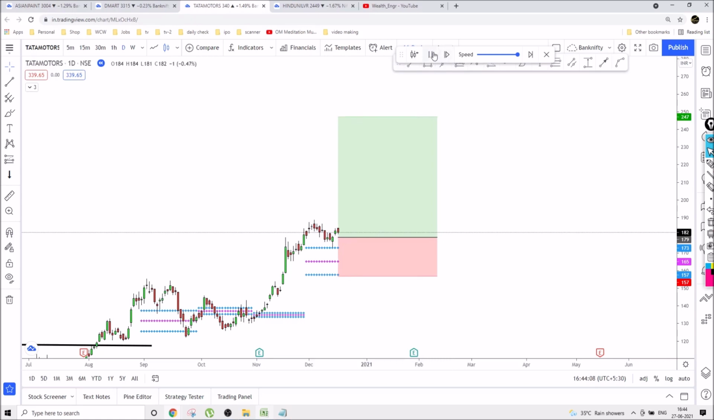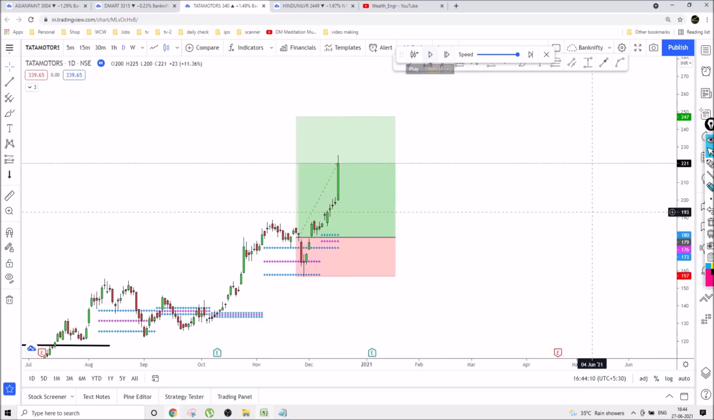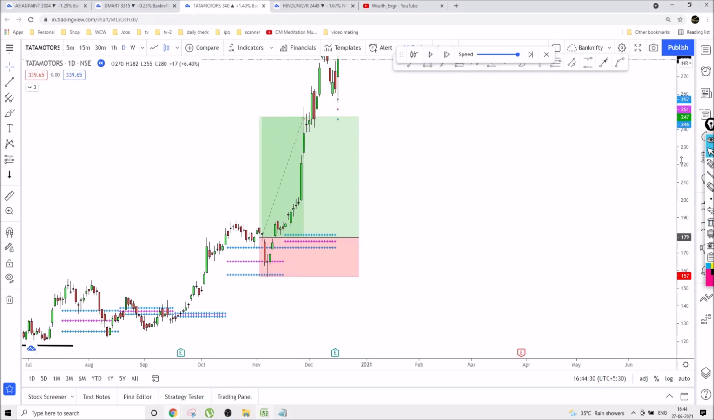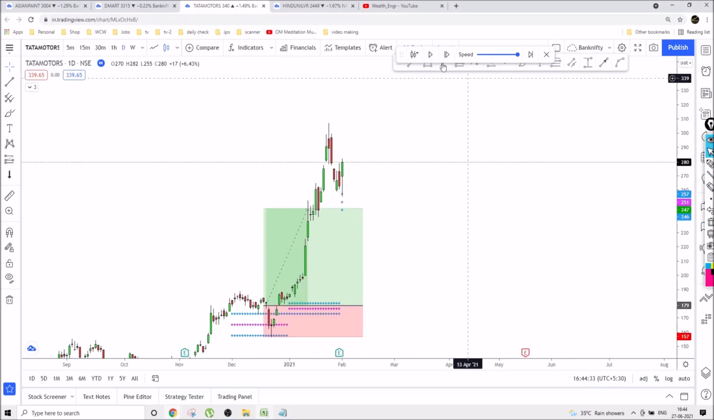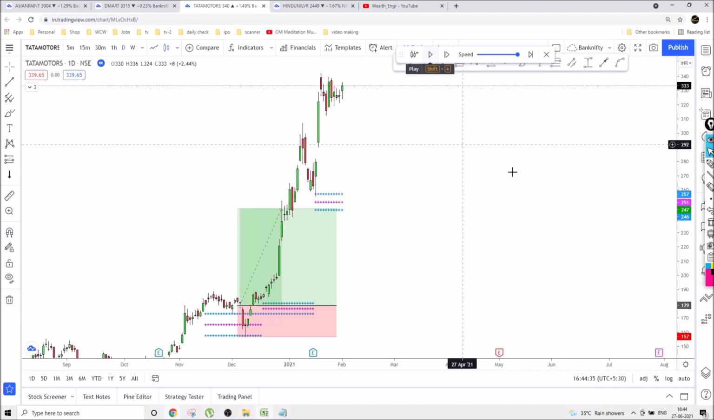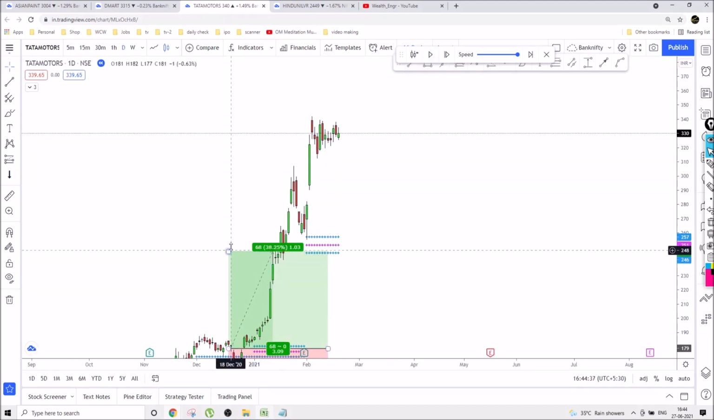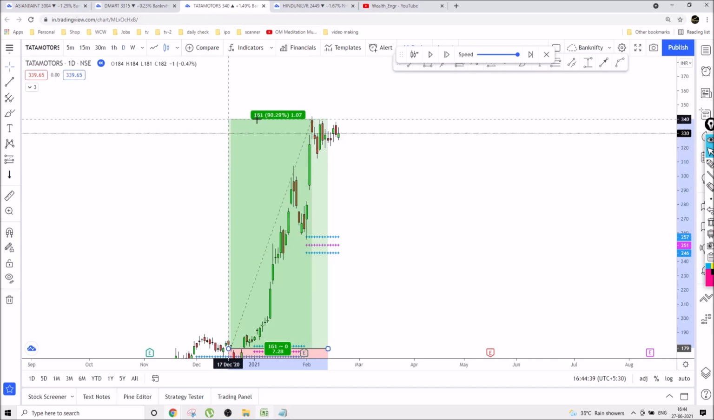Let's see where it goes. You can trail your profits. See, it has taken the support from monthly CPR BC, and then it has shot up. It has not hit your stop loss. Your stop loss is on day closing basis, right? See how fast it went, and then moved. Wow, huge returns, right? By this time itself you should have got huge returns. So it is almost 90%.